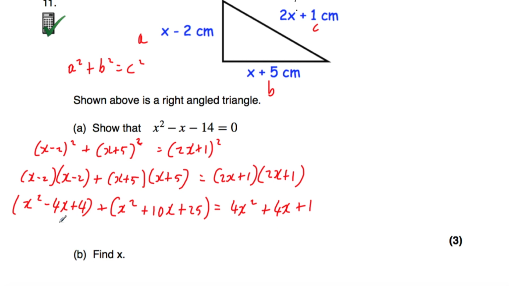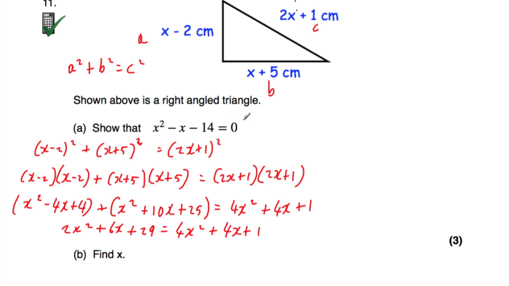So now let's simplify this left hand side. So we're just adding these together. So x squared plus x squared would be 2x squared. We've got minus 4x plus 10x, which would be 6x, so plus 6x. And finally, 4 plus 25 is 29, so plus 29. And that's equal to, on our right hand side, 4x squared plus 4x plus 1.